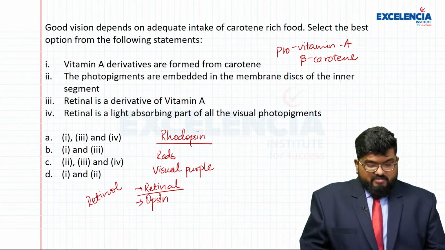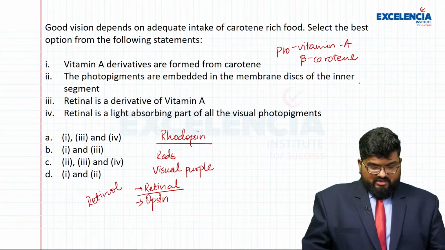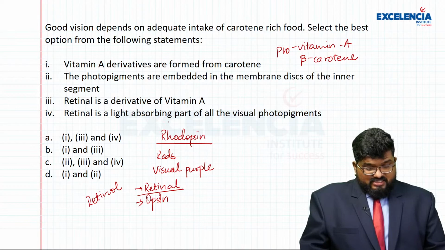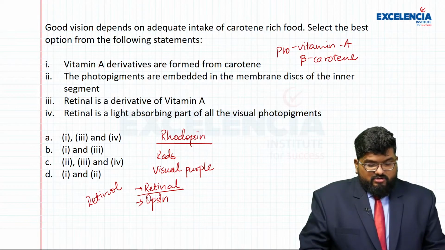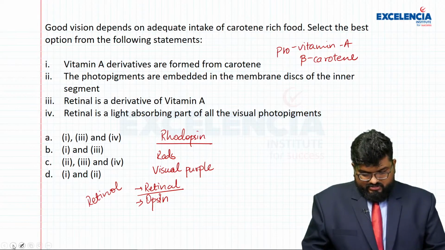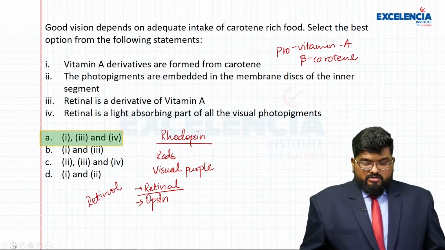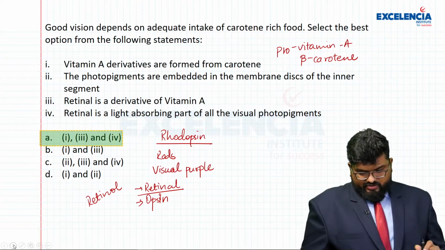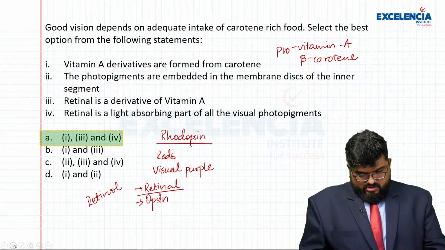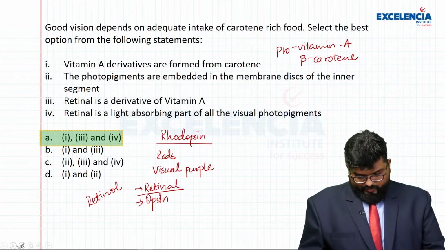The photopigments are embedded in the membrane discs of the inner segment. Retinol is a derivative of vitamin A. Retinol is the light absorbing part of all the visual photopigments. What will be the answer over here? So this will be the particular answer. Got it? 1, 3 and 4.